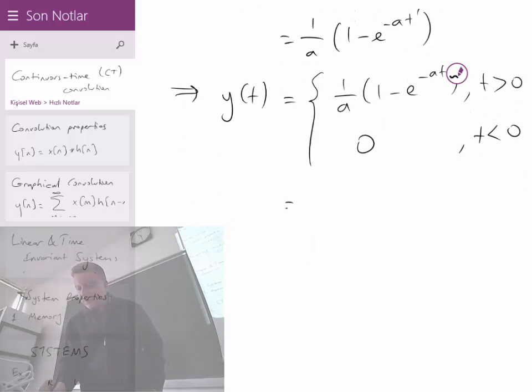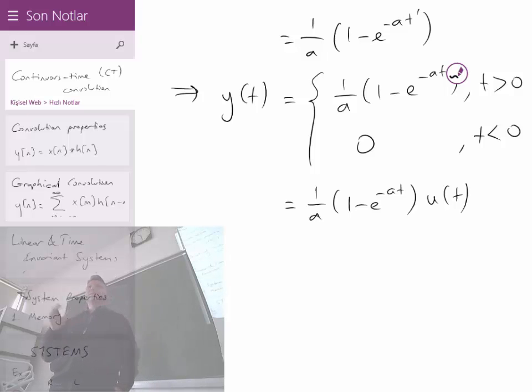What is a better way of writing the same thing? You remember from the previous lecture: 1 over a times 1 minus e to the minus a t, times u of t. Just stamp that u of t over there because everything starts from there.